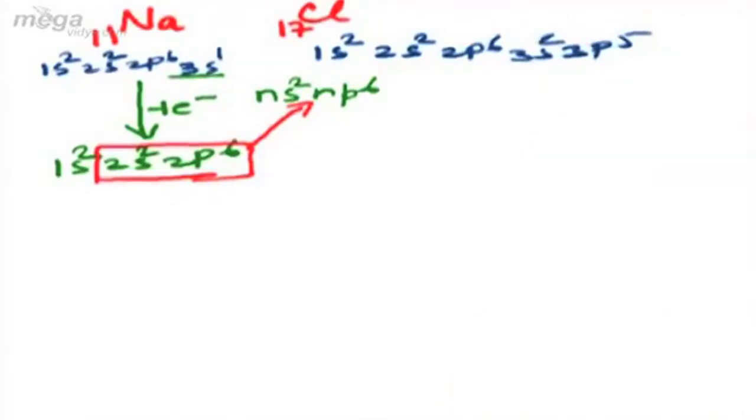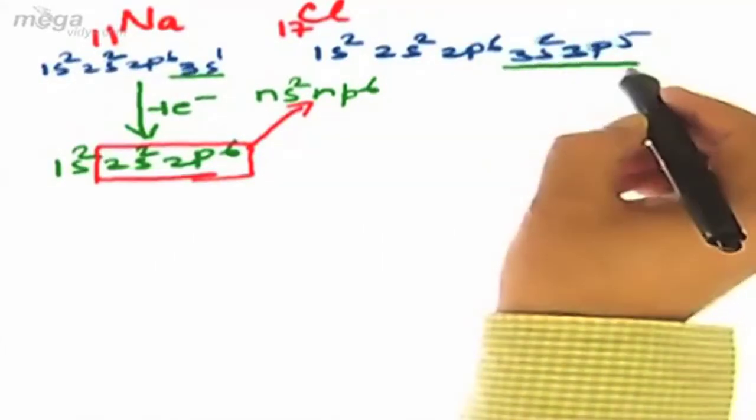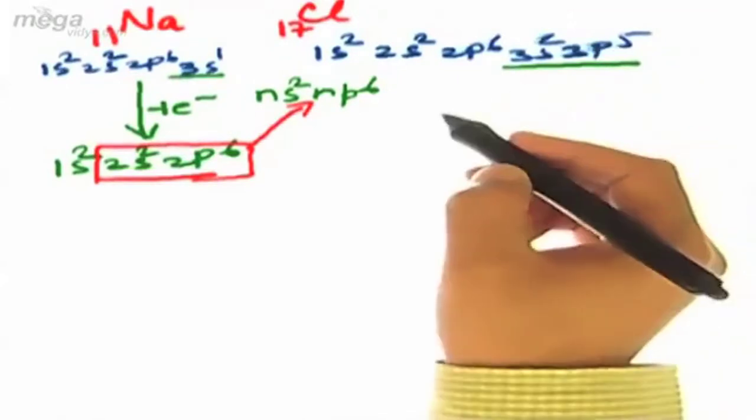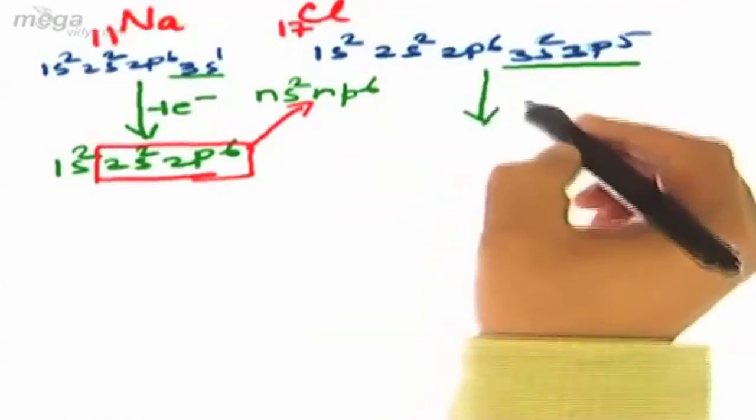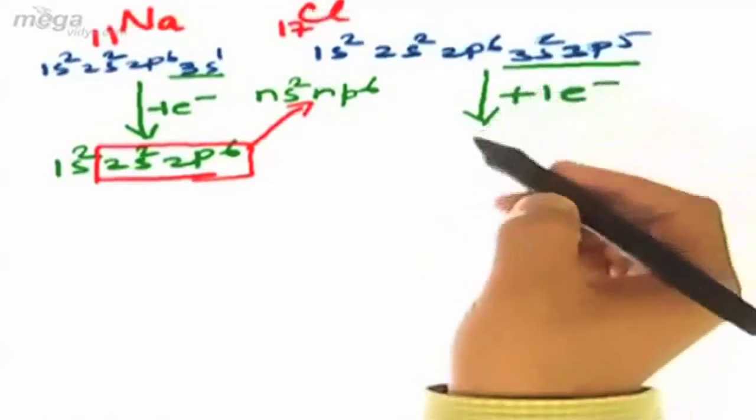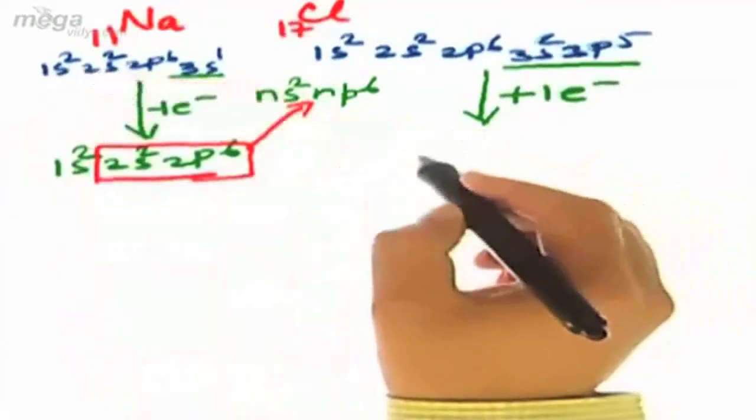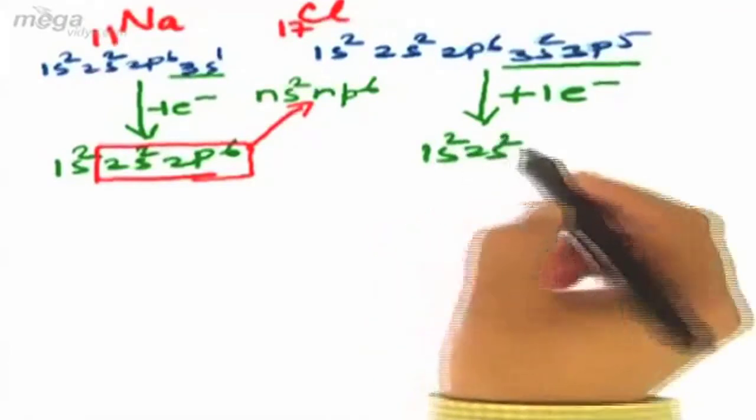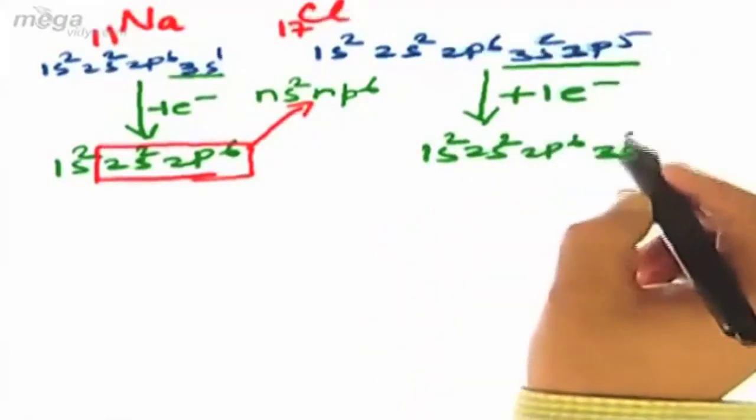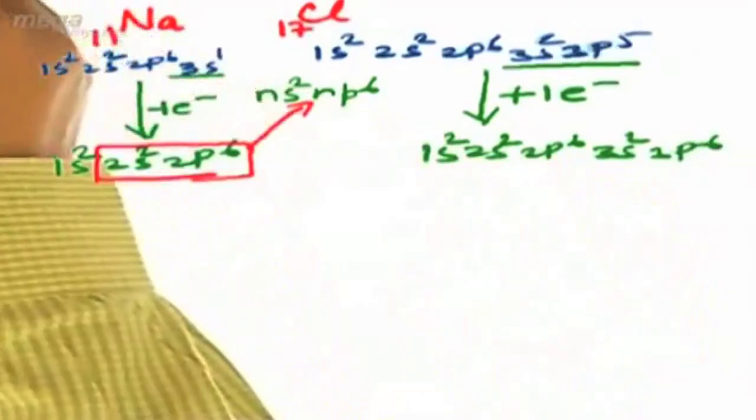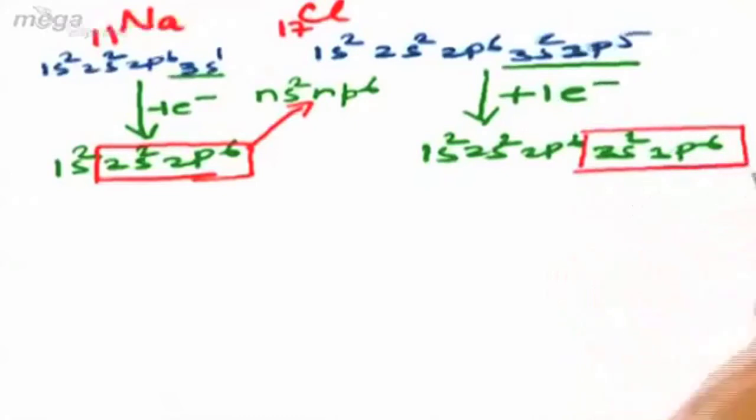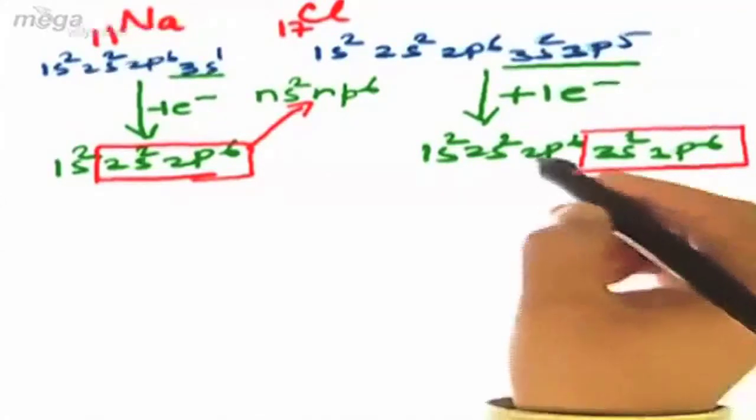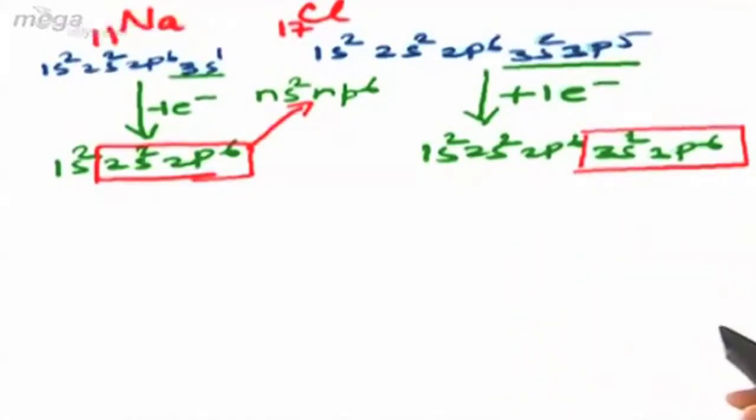Similarly, in case of chlorine, we have got 3s2 3p5 which does not resemble the ns2 np6 configuration. So basically Cl will gain one electron from sodium and its new configuration will become 1s2, 2s2, 2p6, 3s2, 3p6. So here in the valence shell of chlorine we have got 3s2, 3p6 which is now again resembling the ns2 np6 configuration. So it has attained stability.